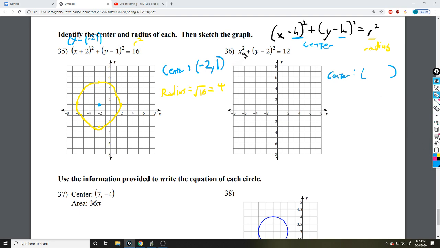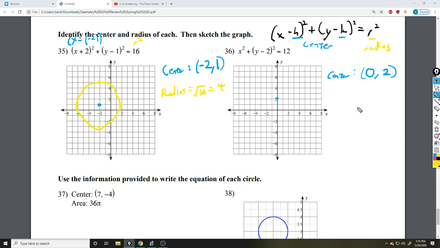Center here. Here, what's subtracted? The question is what is subtracted, and the answer is nothing. This would be x minus 0 squared. And then we have y minus 2, so 2 is getting subtracted. 0, 2 is my center. Oh, 0, 2. X coordinate 0, y coordinate 2. There it is.